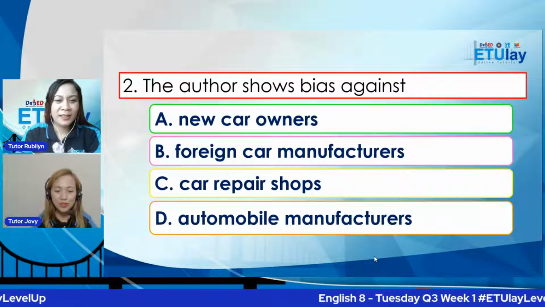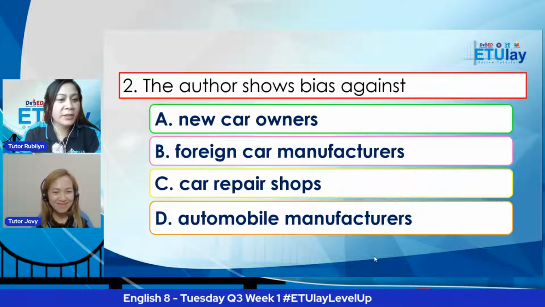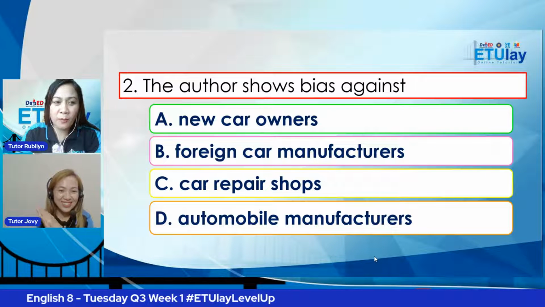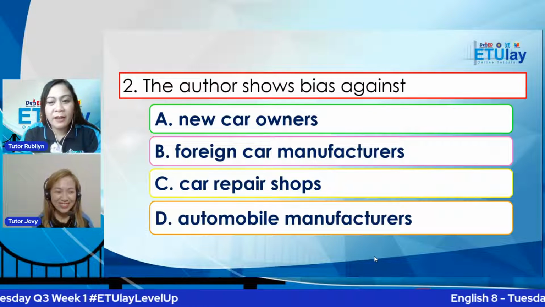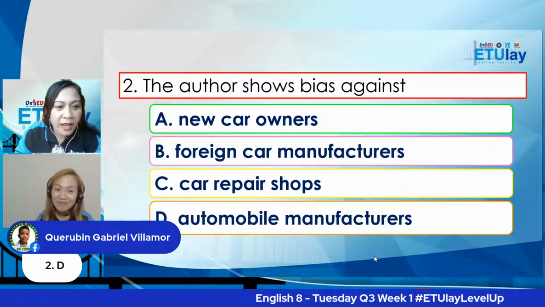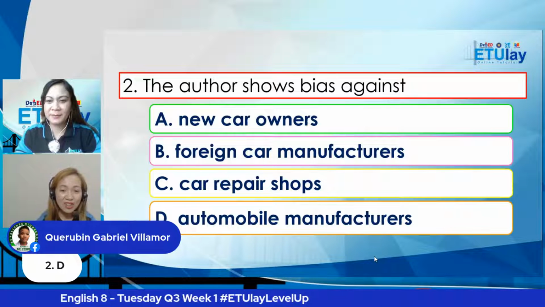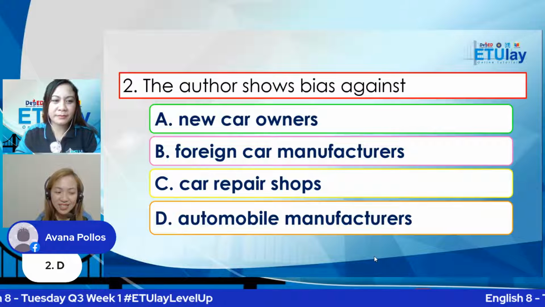Okay, what about number two? Our learners are very interactive this afternoon, Tutor Joey, and I believe they are thinking right now. And we got an answer first from Kerubin. It's letter D: the author shows bias against.